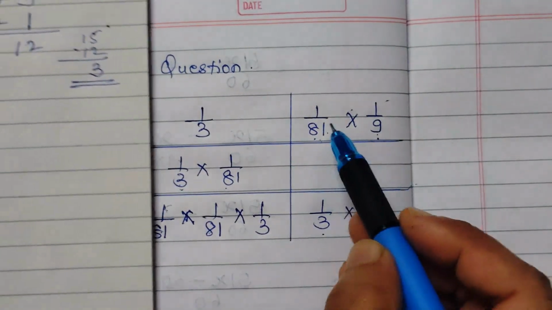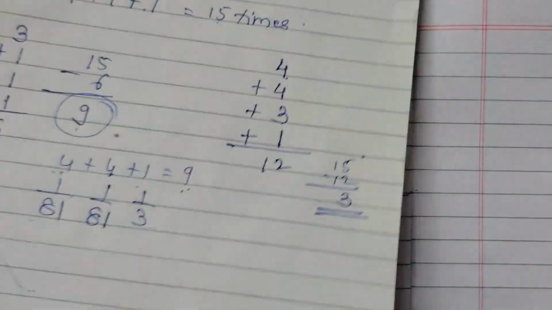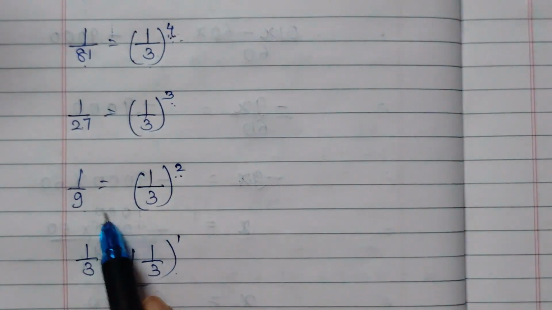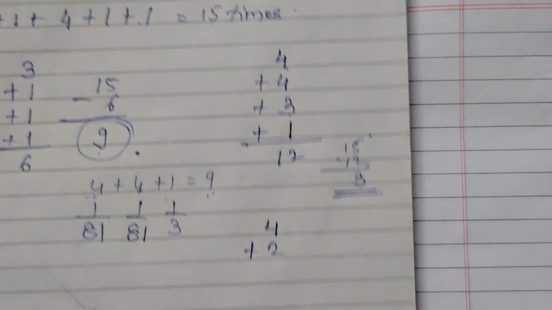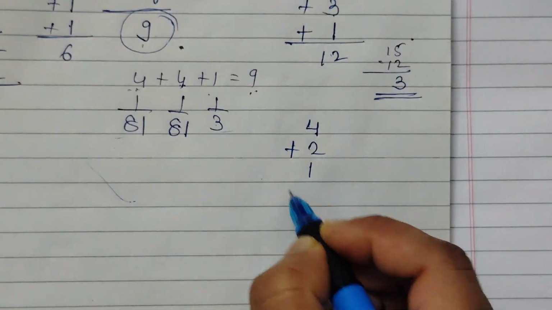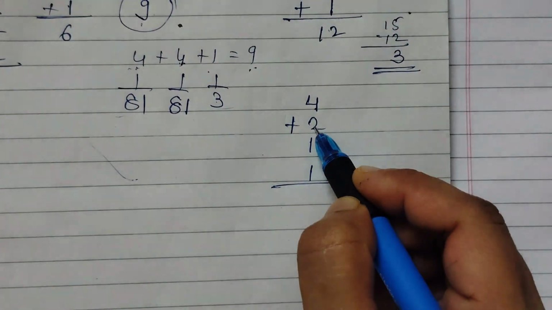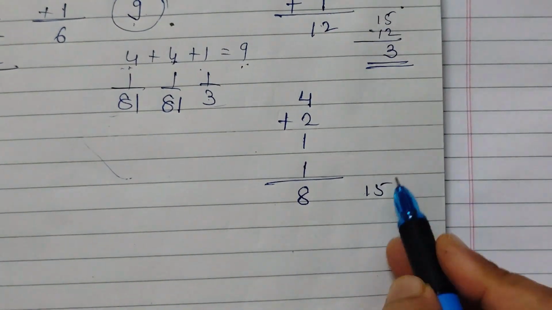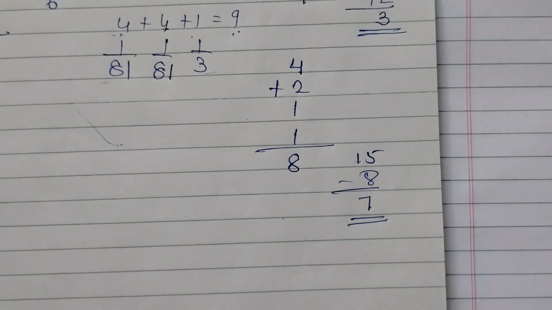Again we will see how many times they are. Now 1 upon 81 is how much? 4 times. So I will write 4. Then 1 upon 9 is how many times? 2 times. So I will write 4 plus 2. Then here nothing is there, down. 1 upon 3 means 1 time. And again 1 upon 3, 1 time. So what is it? 4 plus 2, 6, 7, 8. Okay. But we require 15. So 15 minus 8 is what? 7. So 7 more times we require.